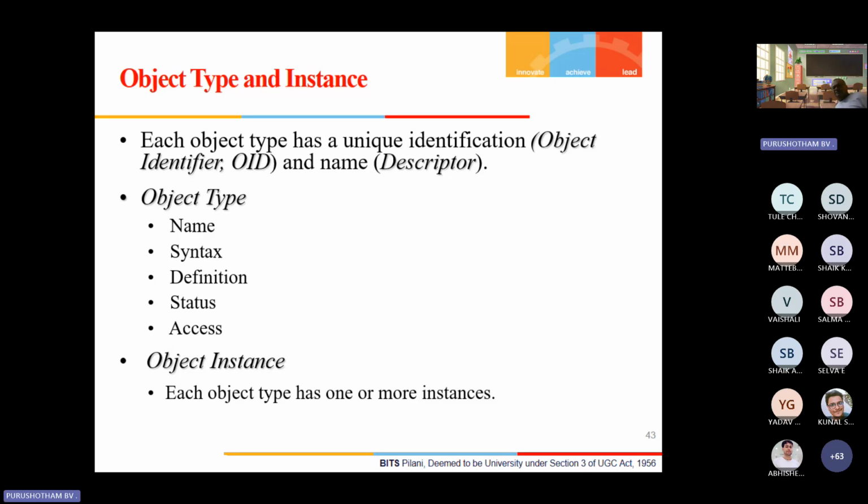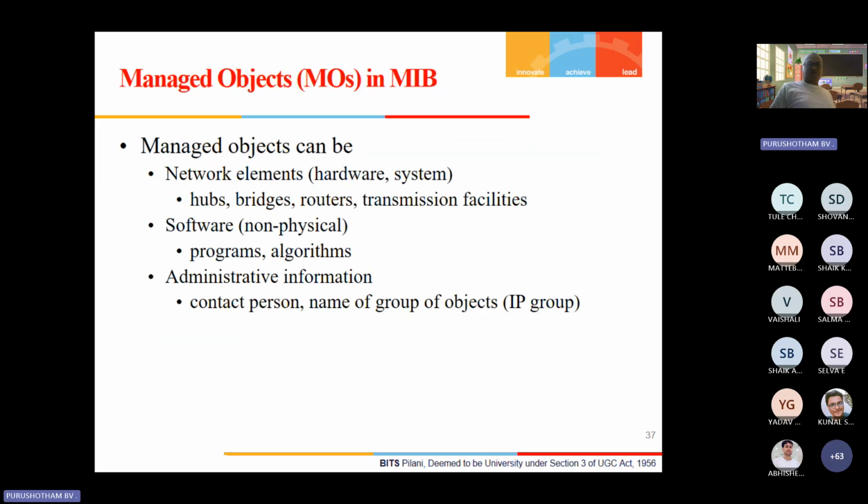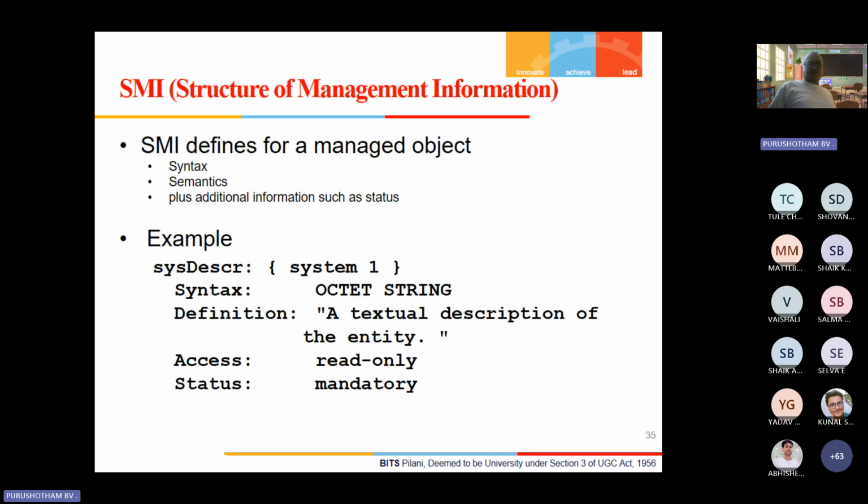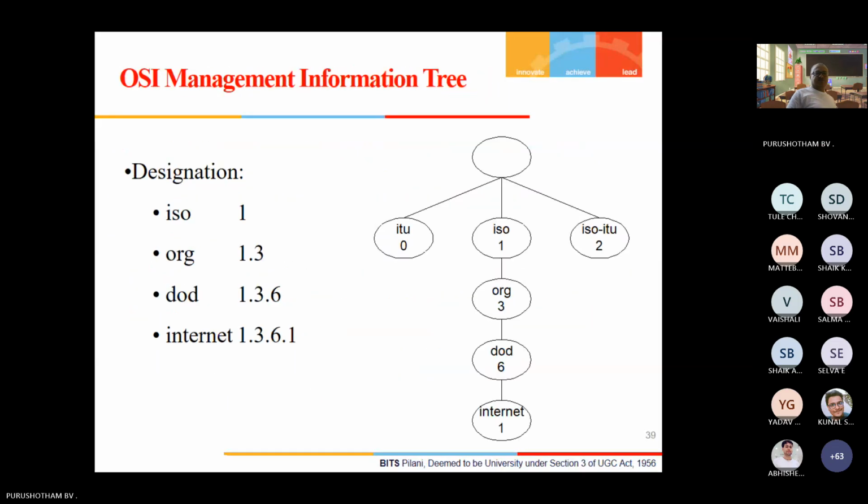Each object type has a unique identifier, which we call an OID, object identifier, and the name, which is called a descriptor, given as the name description for that. So object type consists of name, syntax, definition, status, and access. This syntax is what we defined in the SMI. Descriptor, syntax, definition, access, status.